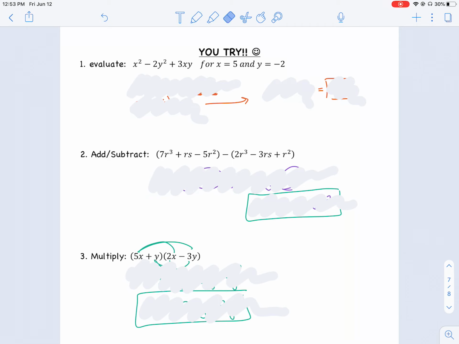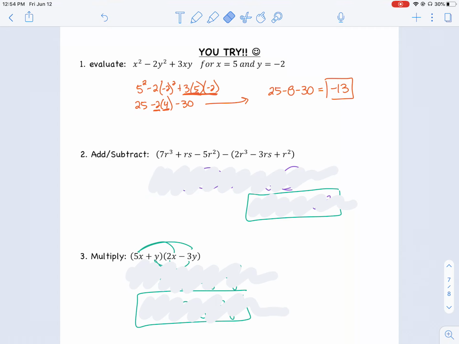All right, for number 1, evaluating. Anytime I see an x, I'm going to plug in a 5. Anytime I see a y, I'm going to plug in a negative 2. And then I'm going to make sure that I follow the correct order of operations. I have a 25 minus 2 times 4 minus a 30, which is really a 25 minus an 8 minus a 30. When I combine my like terms, I ended up getting negative 13.